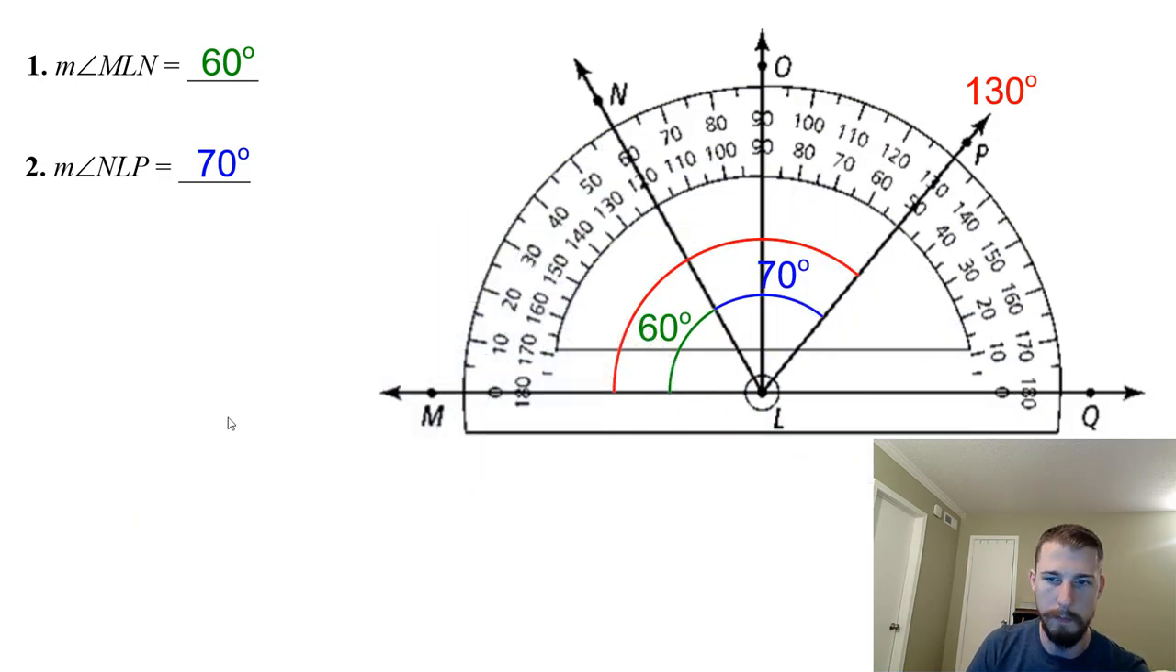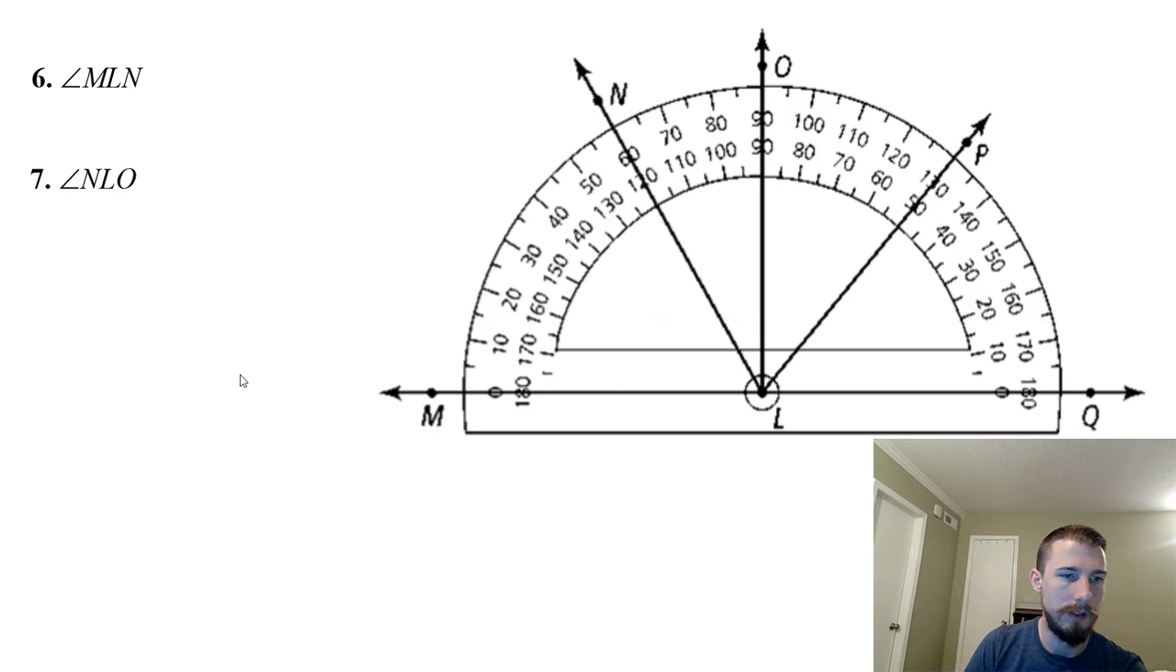All right, 6 and 7, we want to classify the angles as acute, right, obtuse, or straight. So MLN, starting at MLN, that was 60 degrees. That's going to be less than 90, so it is an acute angle. Next we have NLO, that's this small angle here from 60 to 90, which is 30 degrees. You can also do 10, 20, 30, right? Less than 90 degrees, so it's also going to be an acute angle.